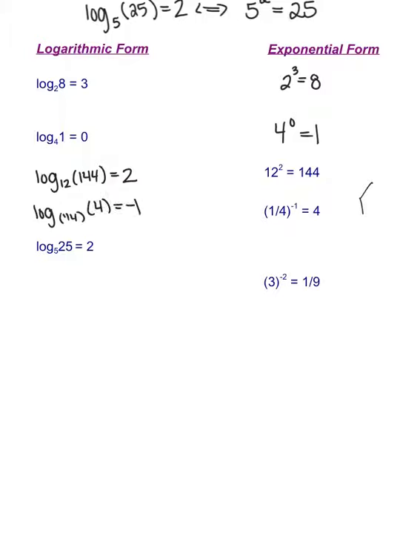The next one, we're going back the other way. I have log base 5 of 25 equals 2. So the translation is 5 squared equals 25. And then the last one, I have 3 raised to the negative 2 equals 1/9. So log base 3 of 1/9 equals negative 2.